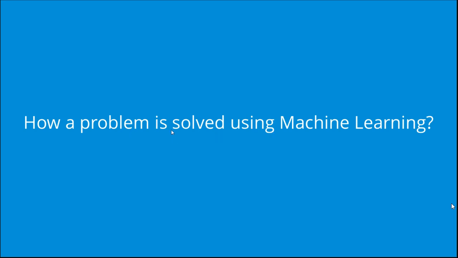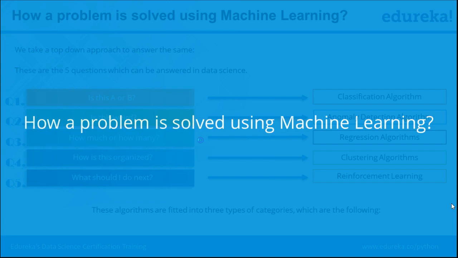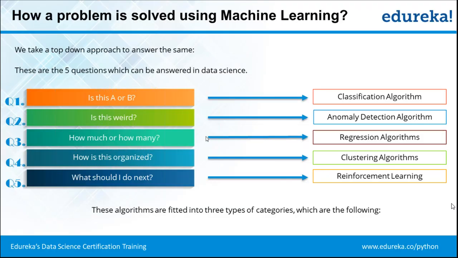So let's see how a problem is solved using machine learning. Some of you, the older ones who have seen the first class, might have already seen this slide. Here we say there are different kinds of techniques, right? The top three techniques, classification, anomaly, and regression, are all supervised techniques. Clustering, meanwhile, is unsupervised, and reinforcement you already know is a whole algorithm by itself.